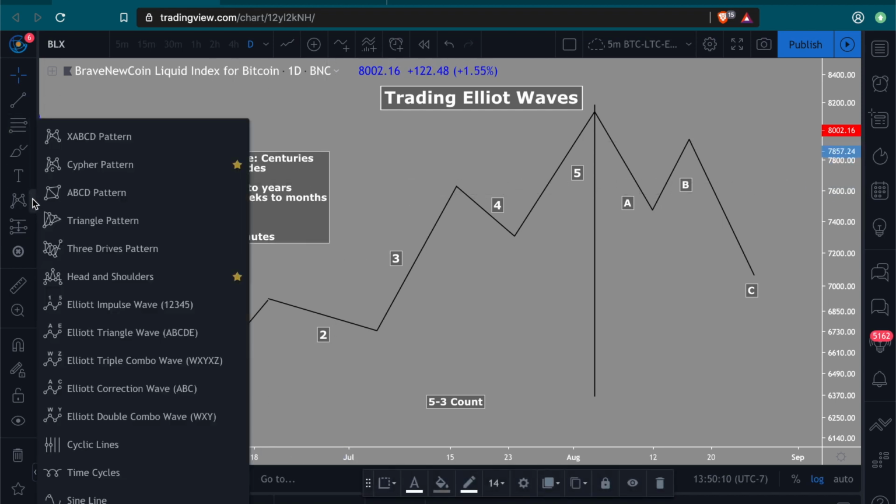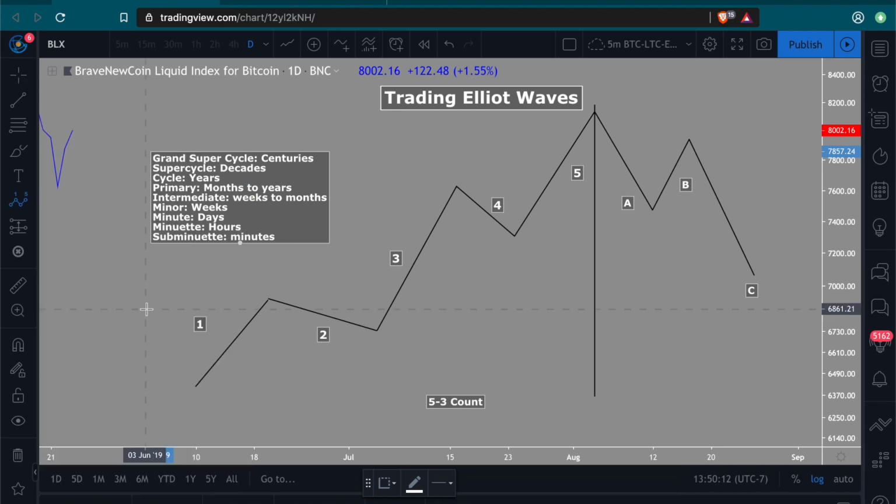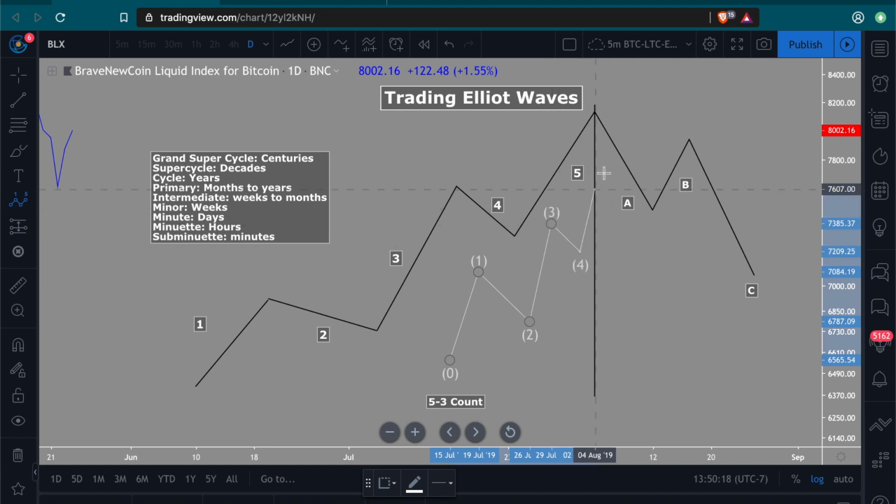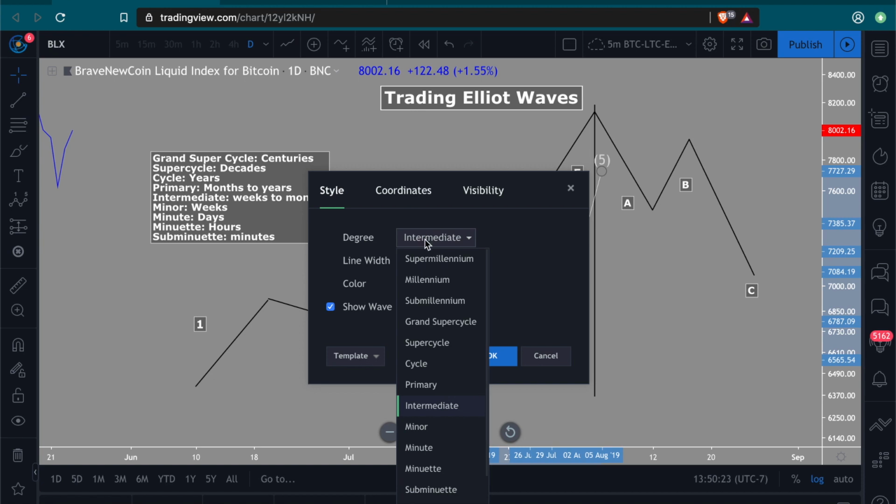So what you can do with these is go over here to your Elliott Wave tools, in your Elliott Wave impulse, and pull out your tools and start making these kinds of waves. Once you hit this gear right here, you can see intermediate, grand super cycle, primary, minuet, sub-minuet, and they go higher to super millennium and all that, but I don't think we'll need that. For the most part, at least in crypto, we'll probably be focusing on intermediate and all the way down.